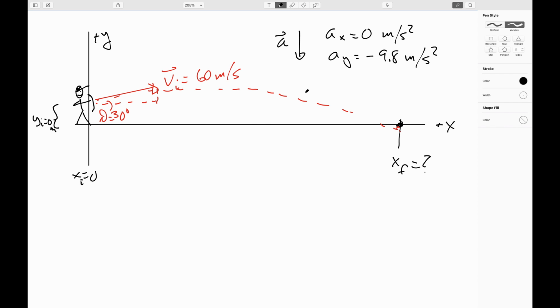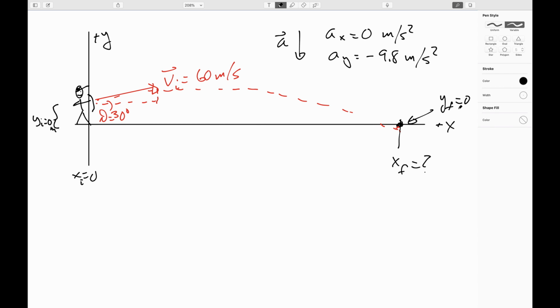Do we know anything else? Yeah, actually we do. We know the final height of the arrow. We know it's also 0 when it hits the ground. So now we've pretty much put down everything we know.